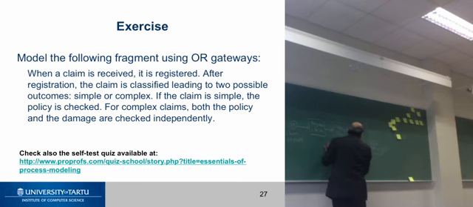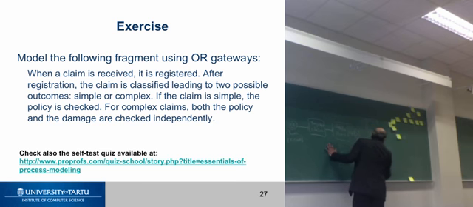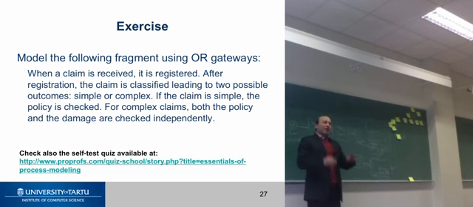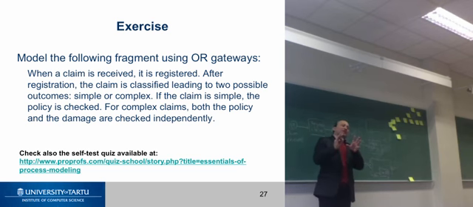You want to do this, right? Check policy, and then you will check the damage, only if it's complex, and if it's simple, you would like to skip this one. Yes, this you sequentialize. This is always done first, and that's always done second. I would like that they are done, if the claim is complex, in any order.